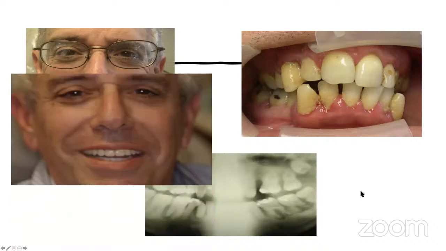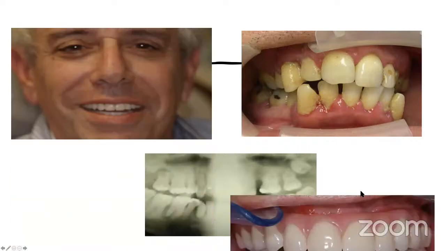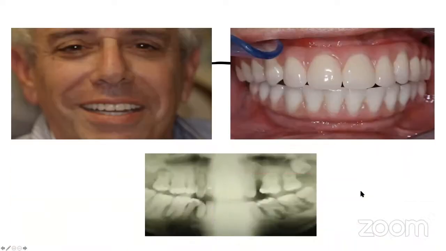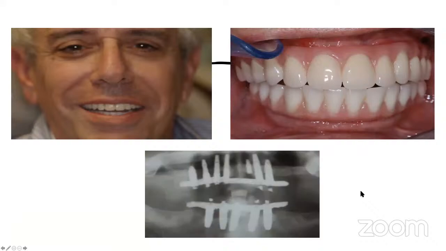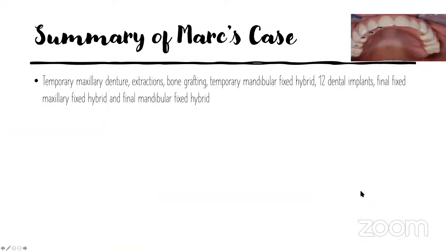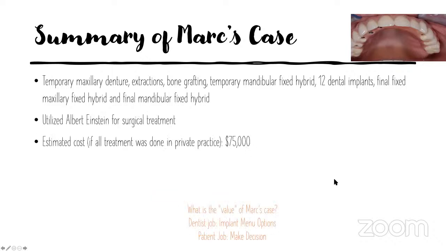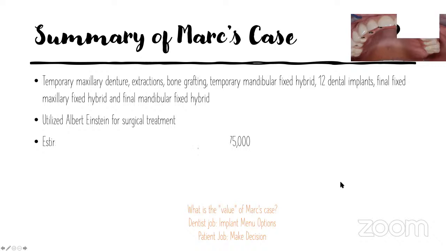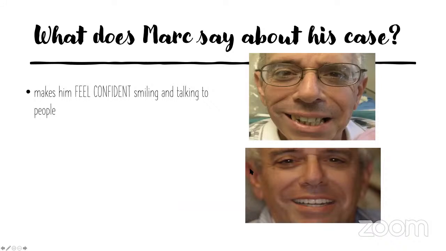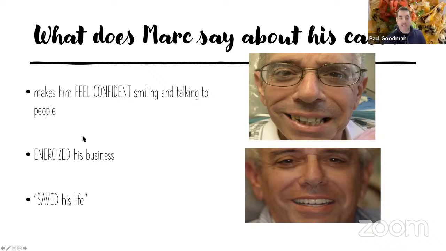So we transformed Mark with fixed implant dentistry, multiple implants, bar and acrylic. Now, many times we would use zirconia instead, and maxillary mandibular fixed hybrid case. If he did all this in private practice, he did some of this in our residency program, he would have invested $75,000. So it made him feel confident smiling and talking to people, energized his business. And his wife said it saved his life because we took his blood pressure when he came in. First time he came in, we took his blood pressure.